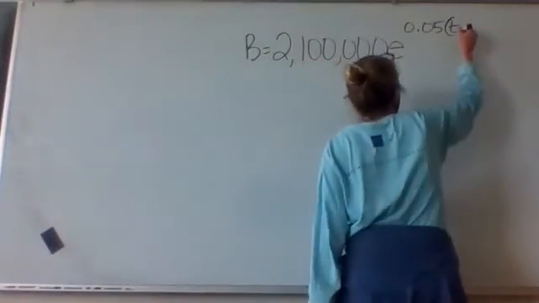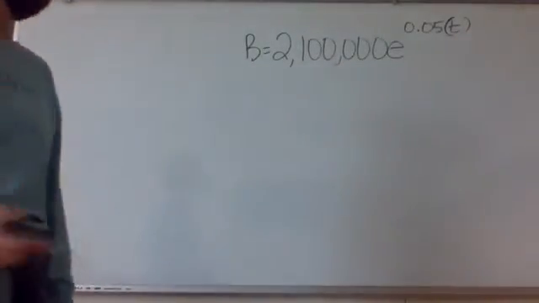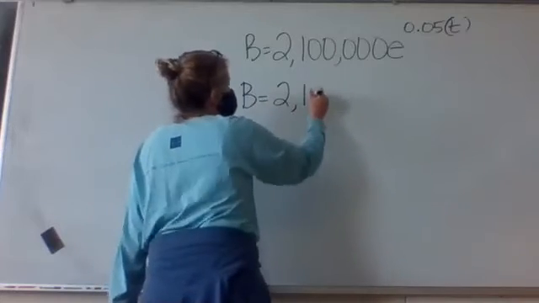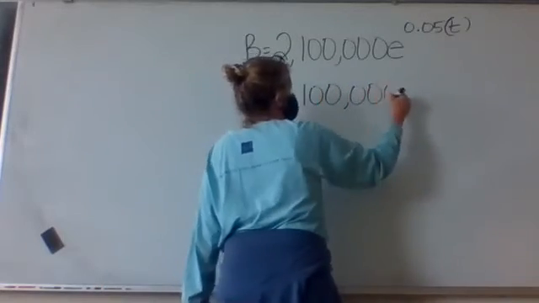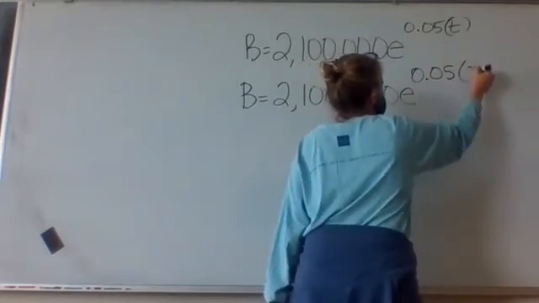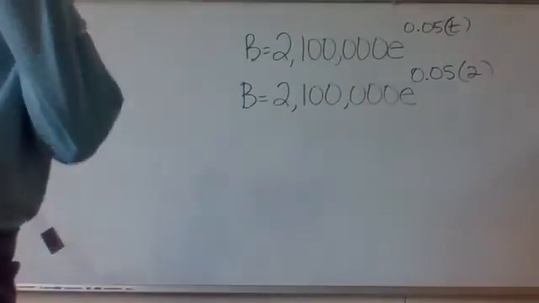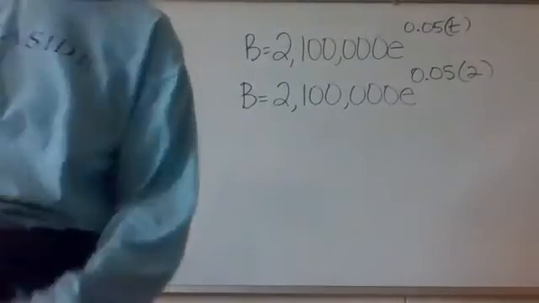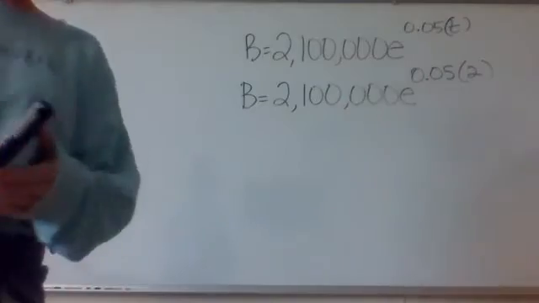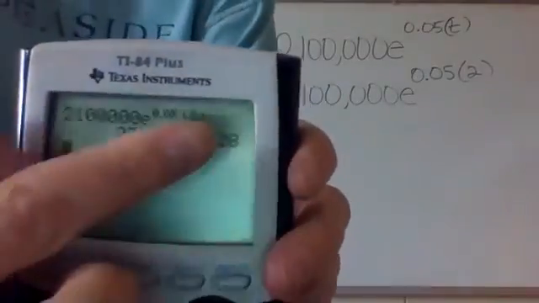So where are you going to put the 2? In place of that t, and then just put it in your calculator. So in your calculator, you're going to have 2,100,000 e to the 0.05 times 2. And then it's going to give you a decimal. You're going to round it to the nearest whole number. So put it in your calculator just like you see it on the board, replacing that t with a 2.